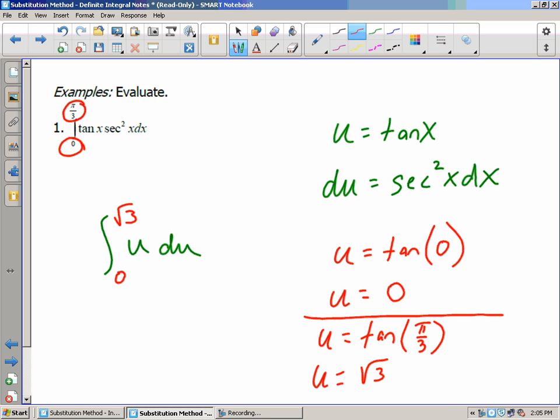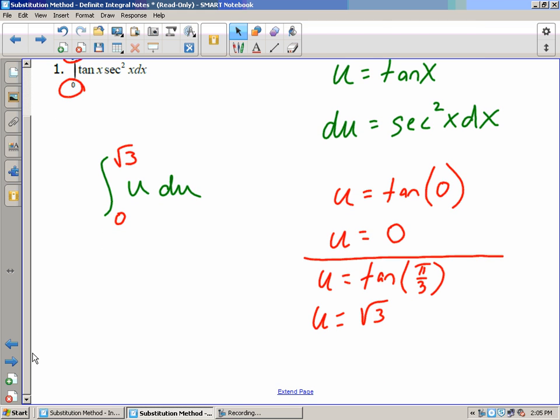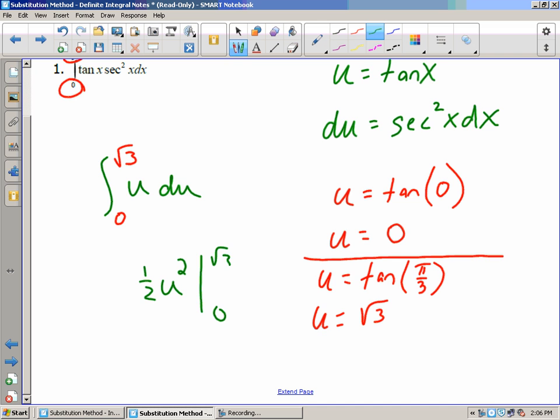Now what we've created is we have our definite integral in terms of u completely. Limits in terms of u, variables all in terms of u. Next we'll find the antiderivative. So u, add 1 to the exponent, u squared. There's my half from 0 to radical 3.